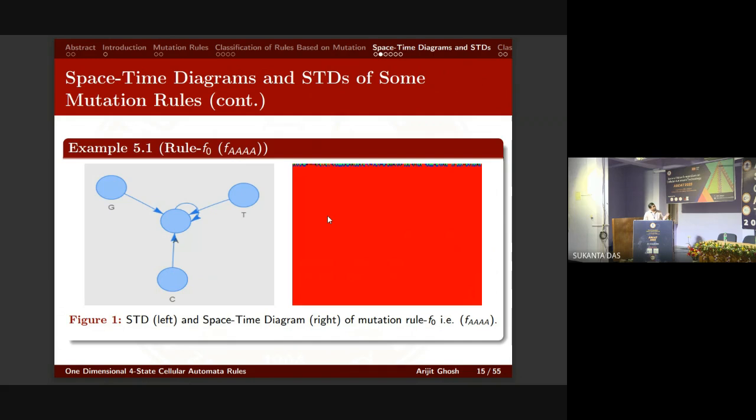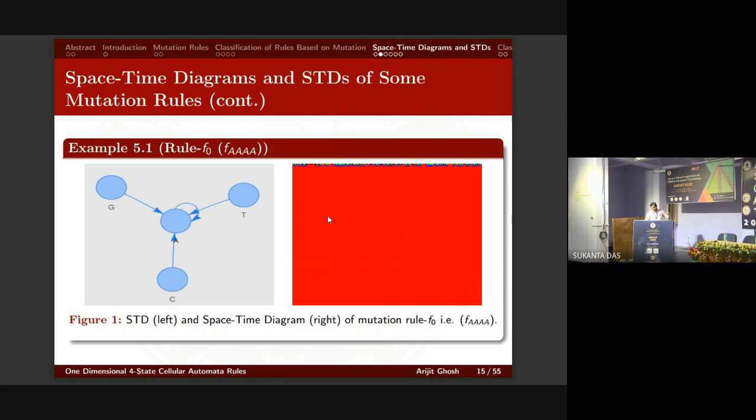So here, for example, say rule F0 or FAAAA. The STD is this one, the left side one, which denotes that G is mutated to A, the center one is A, the bottom one C is mutated to A, T is mutated to A, and A remains unmutated. When applying this mutation rule to the DNA sequence, we can observe that at the top is the DNA sequence. Just after the first iteration, everything becomes A, that means A becomes dominant.